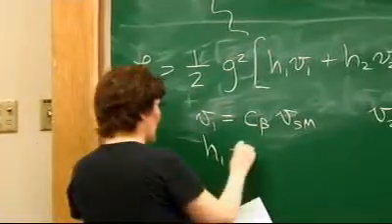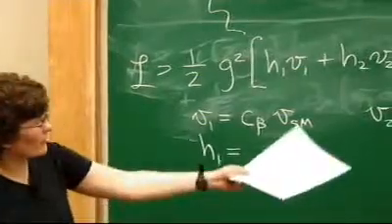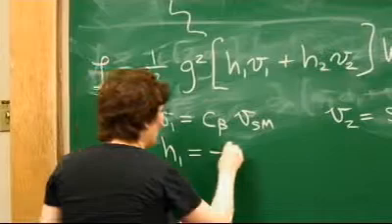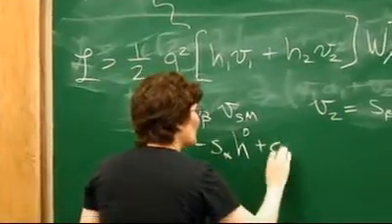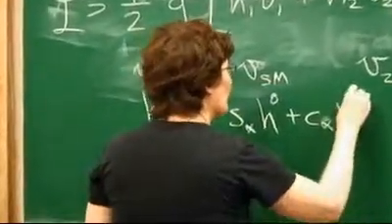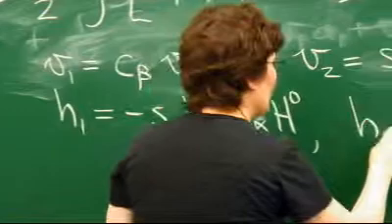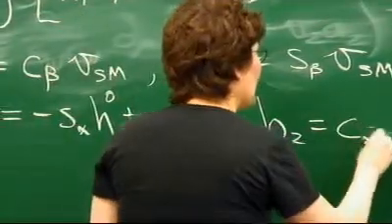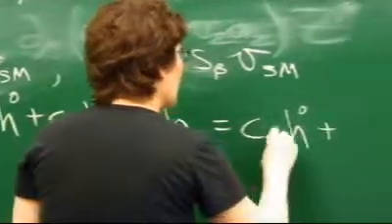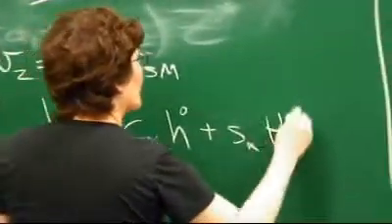I also want to go to the mass basis, so I just want to invert this rotation. H1 is minus sine alpha little h0 plus cosine alpha big H0. And H2, I can basically just read it off. It's cosine alpha little h plus sine alpha big H.